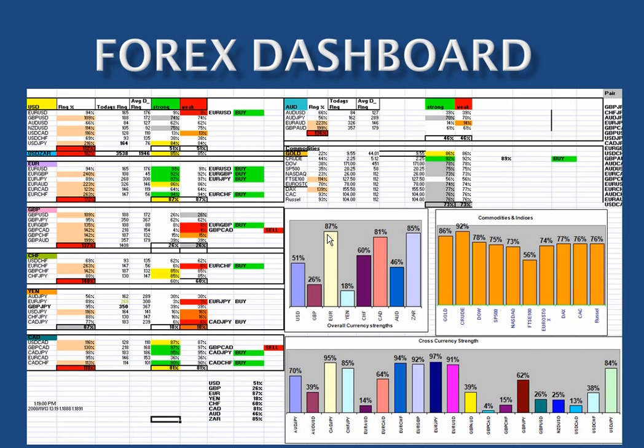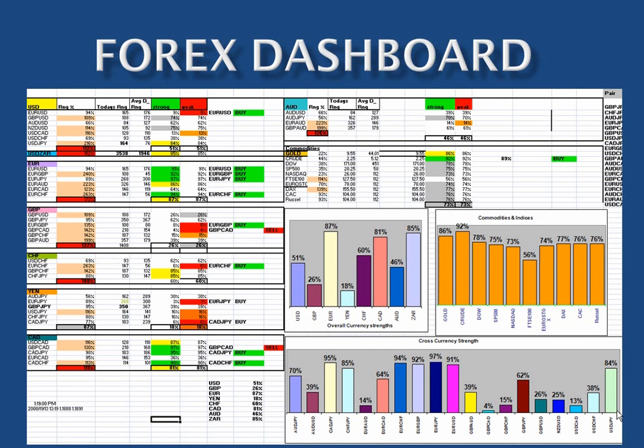Alright, so those are just a few clues as to how the correlation trading in the Forex Dashboard can assist you in your trading. So a possible trade here would be to go long euro. You could go euro GBP or euro USD. Euro yen would be another one, and as we were looking at, CAD yen.